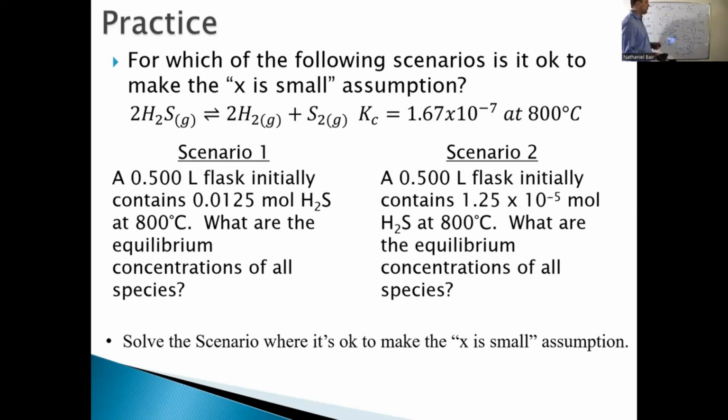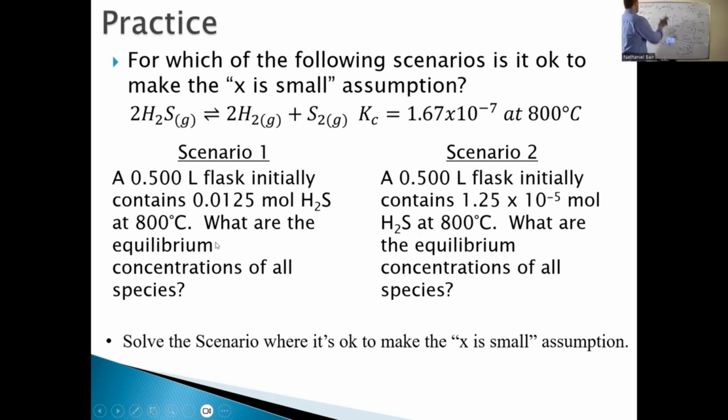We don't need to be doing the quadratic formula again. So take a second here. We've got this decomposition reaction, 2H2S going to 2H2 and an S2. We got an equilibrium constant. Scenario 1, we got a half a liter flask with some H2S in it. Scenario 2, we got a half a liter flask with much less H2S in it. And we're going to get started.